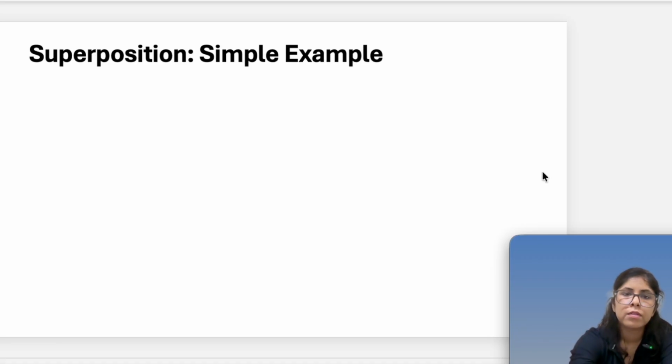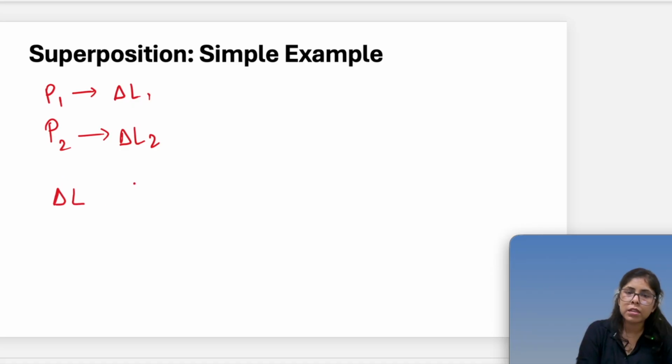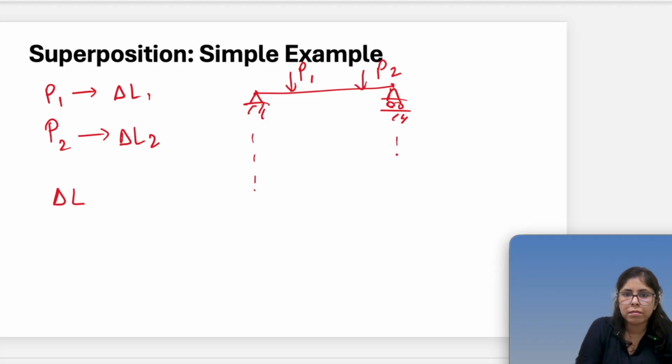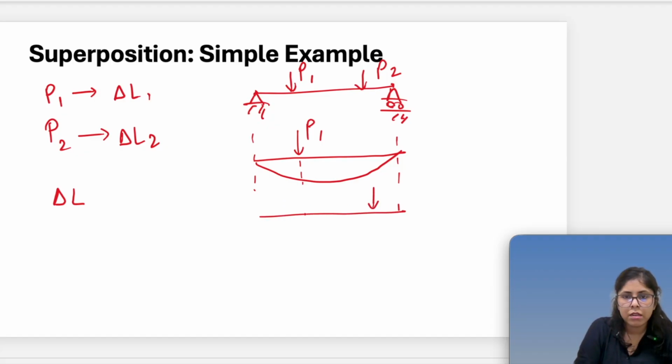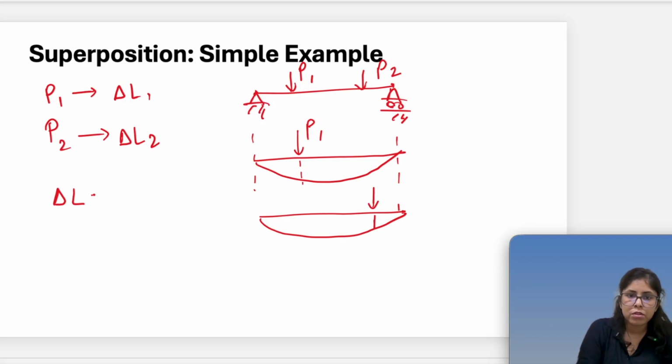So imagine we have load P1. P1 produces L1 deformation and P2 produces L2 deformation, right? Then what will be the total deformation in that body? For example, we have some body like this, with P1 here and P2 here. Let's say due to P1 the deformation is something like this, and due to P2 the deformation is something like this. This is del L1, del L2, so del L will be equal to del L1 plus del L2.